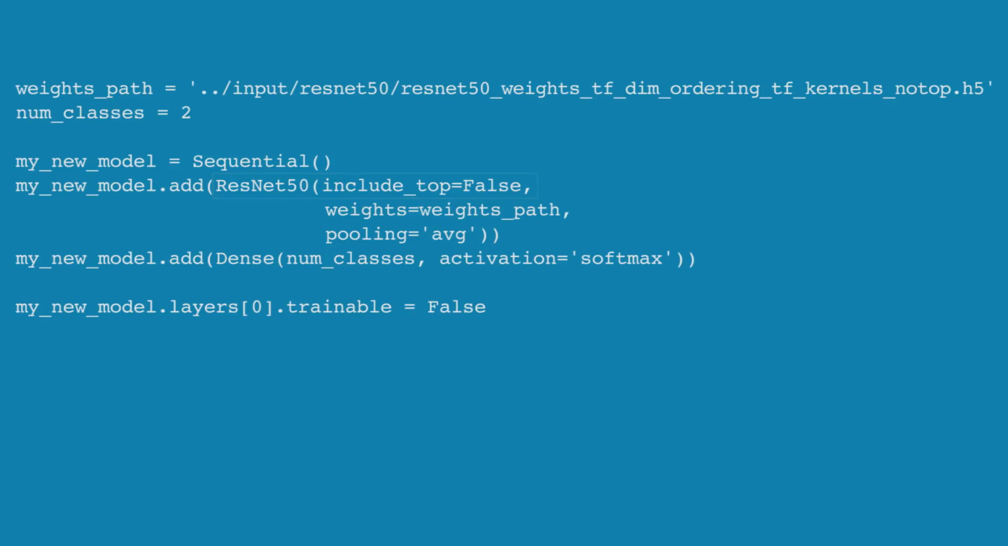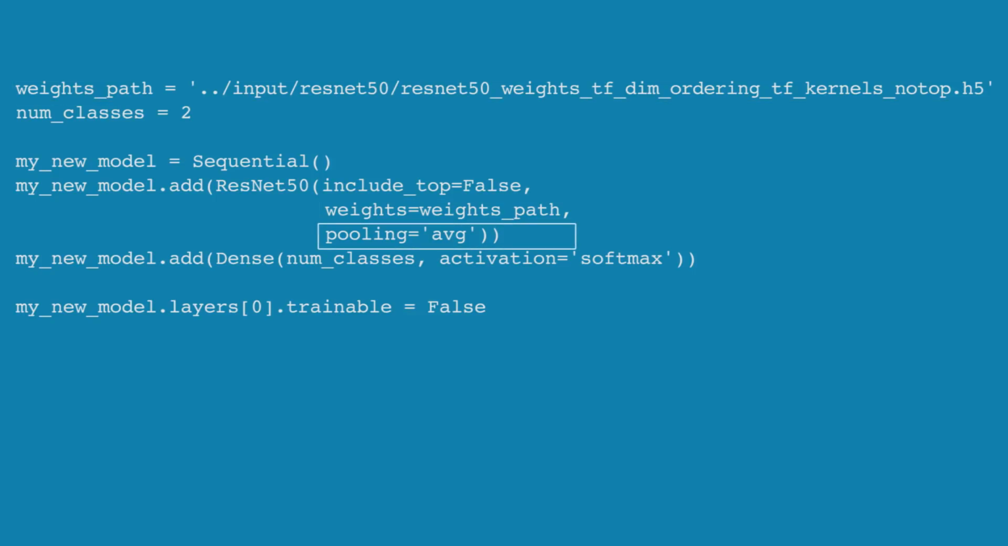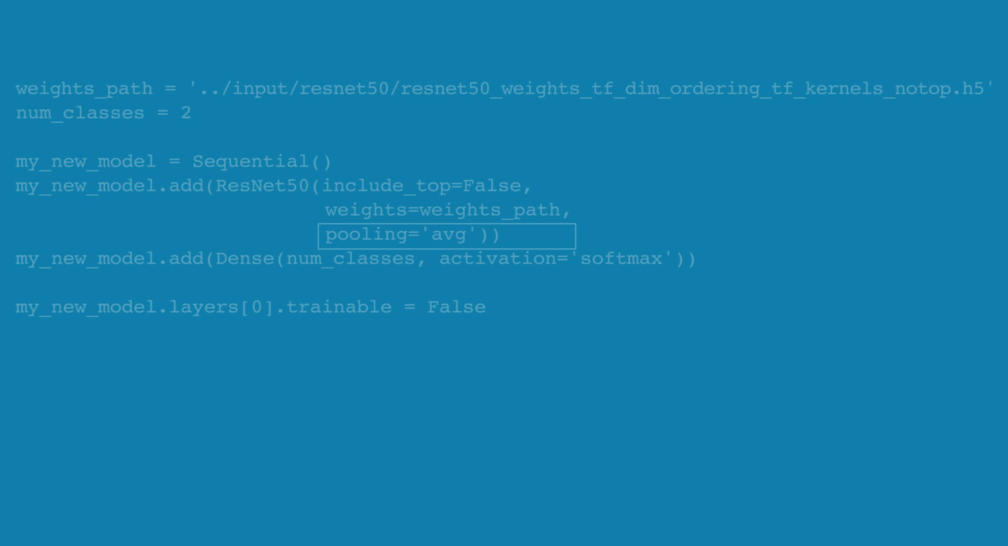This is how we specify that we want to exclude the layer that makes predictions into the thousands of categories used in the ImageNet competition. We'll also use a file that doesn't include the weights for that last layer. We have this argument pooling equals average. That says that if we had extra channels in our tensor at the end of this step, we want to collapse them to a 1D tensor by taking an average across channels. We'll come back to intricacies of pooling in a later lesson.